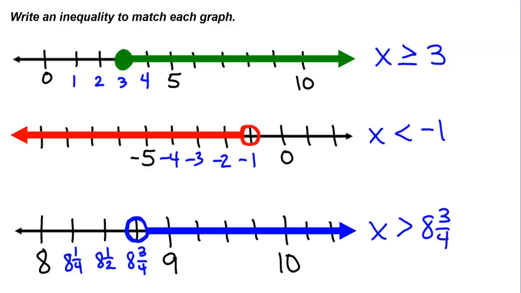So inequalities are statements that compare things that are not necessarily equal, and we can graph them on the number line. Open circles when you have greater than or less than, filled in circles when you have less than or equal to or greater than or equal to.